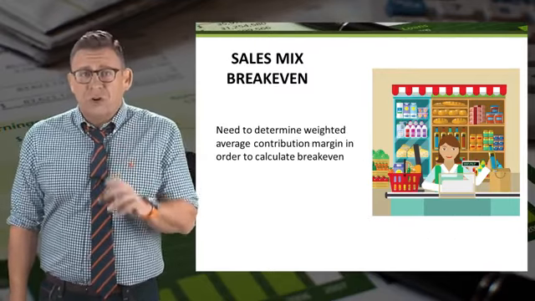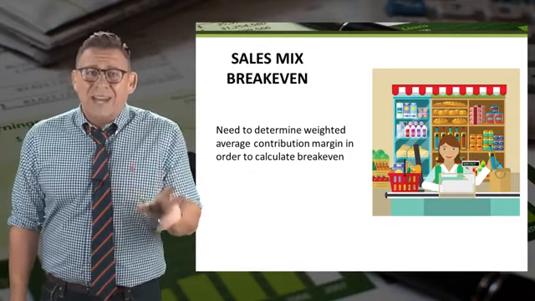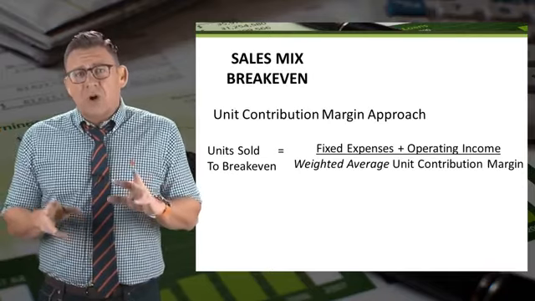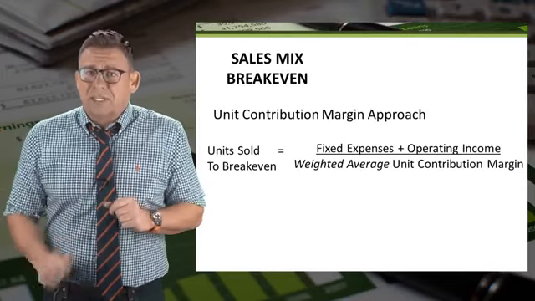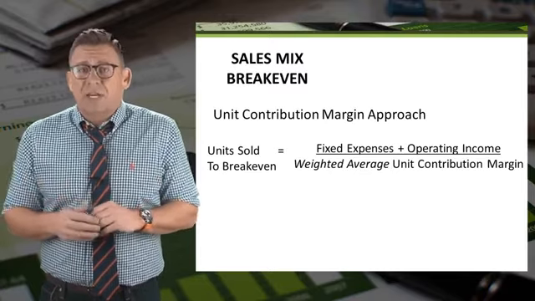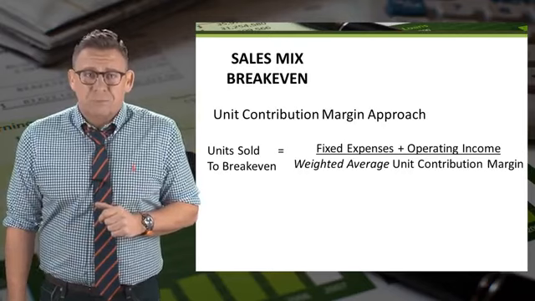In order to determine break-even for multiple products, we need to determine the weighted average contribution margin. In doing so, our formulas get tweaked a little bit. We will divide fixed costs plus operating income by the weighted average unit contribution margin.